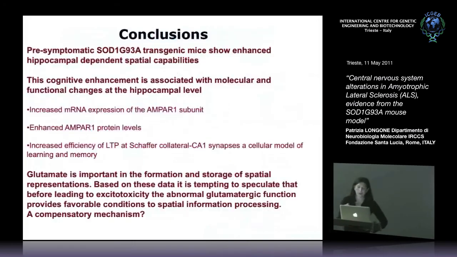And we have hypothesized that the increased glutamate, before leading to excitotoxicity, provides favorable conditions for spatial information processing, and this could be a compensatory mechanism before the degeneration appears.